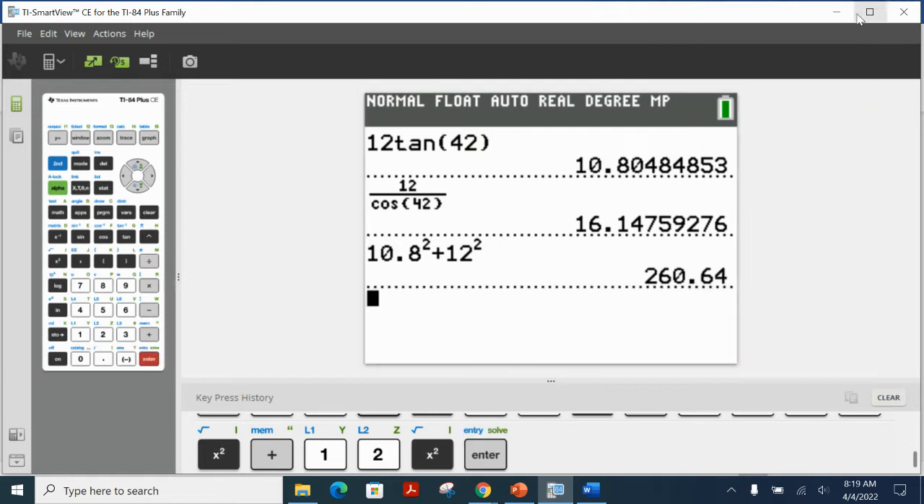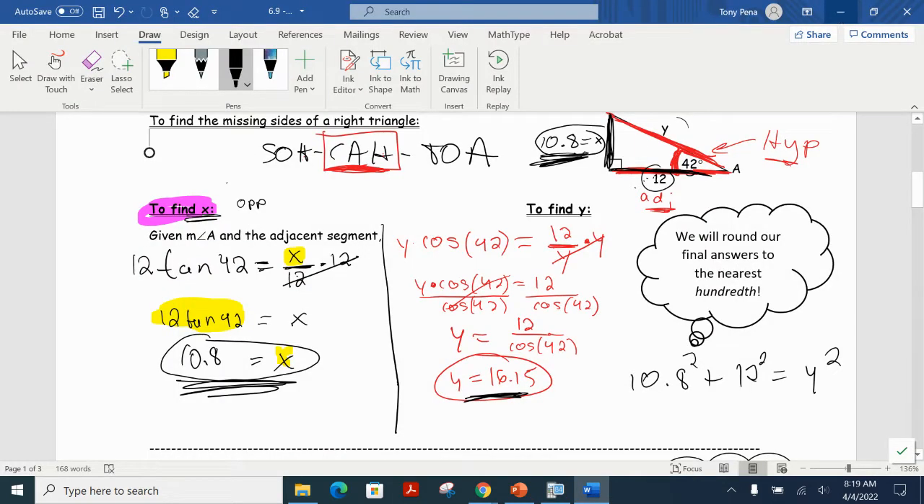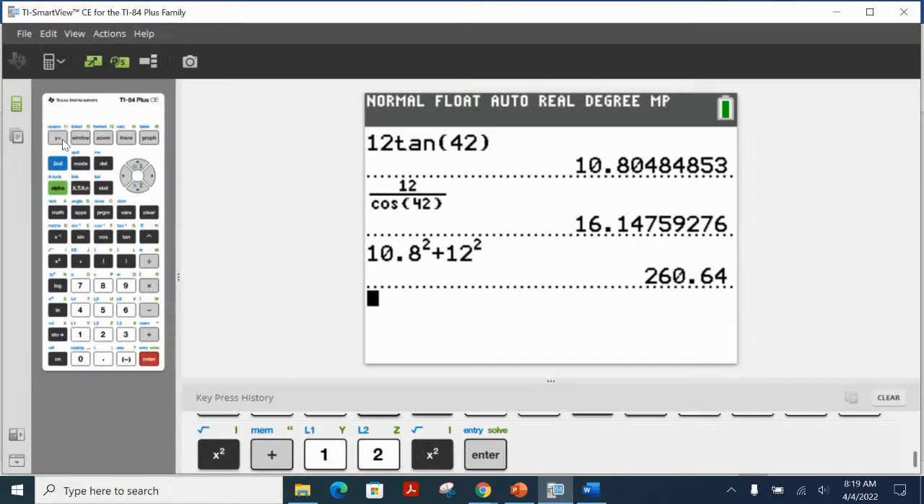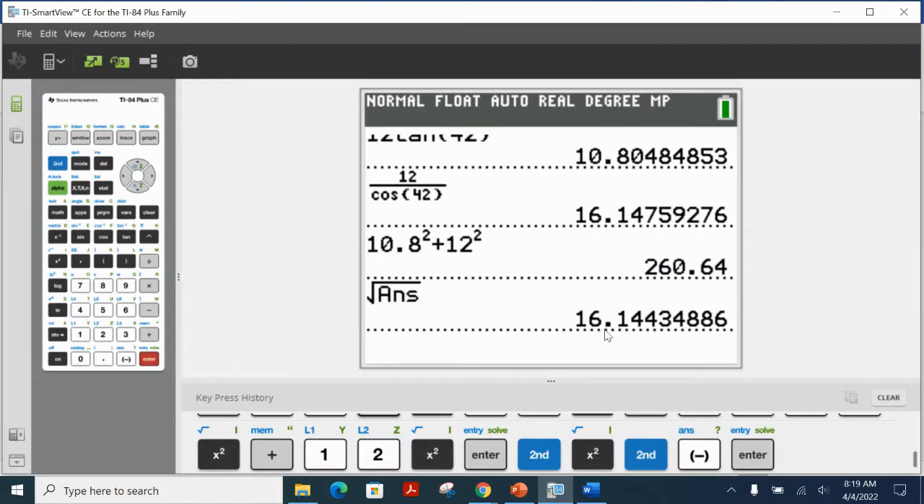All right, notice how that's 260.64. That is equal to y squared. The way we get rid of squares is with square roots. So now I want the square root of 260.64. If I go to my calculator and take the square root of that answer we just got, notice how you're going to get 16.14 as well. Same exact answer. Once we knew two of the sides, we could have done the Pythagorean theorem as well.